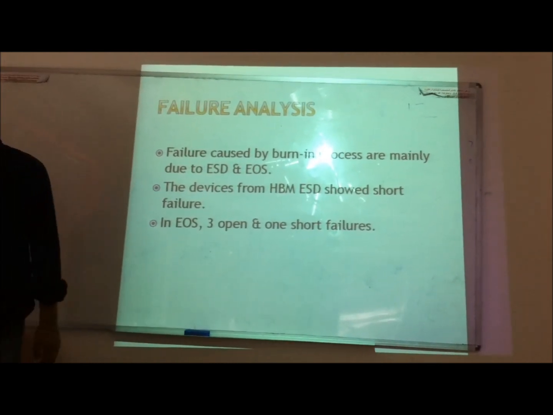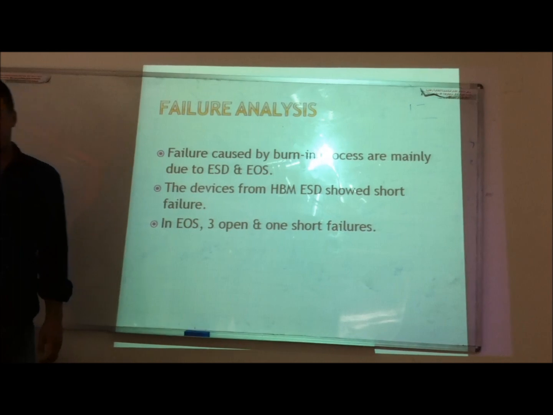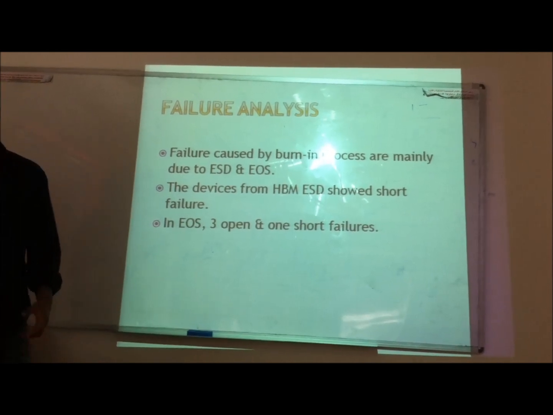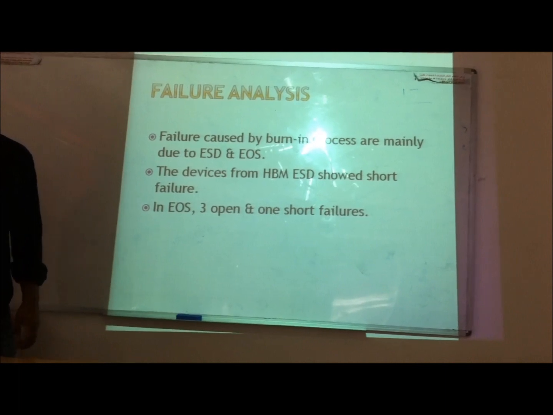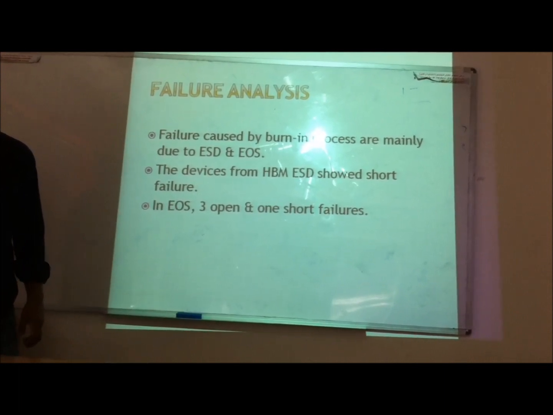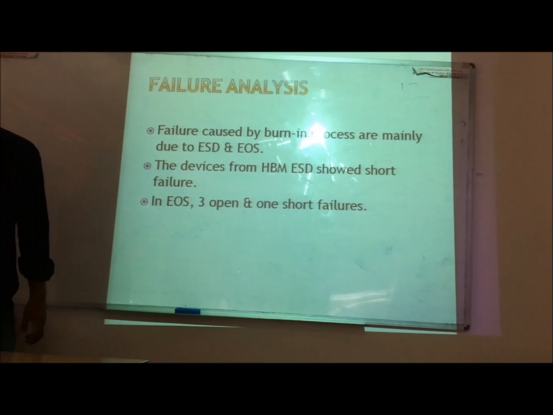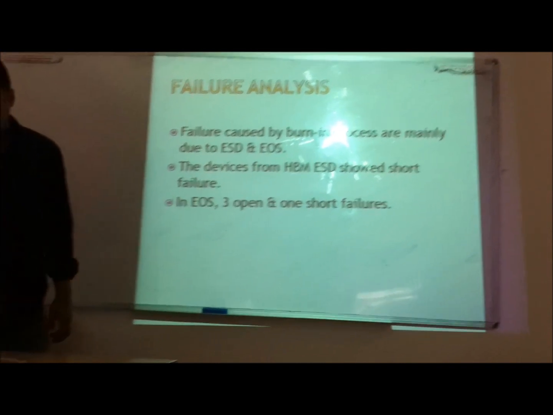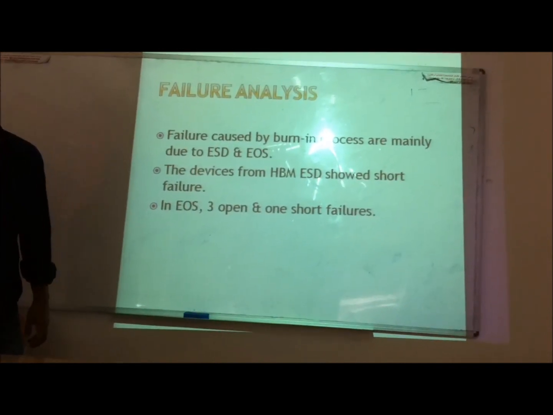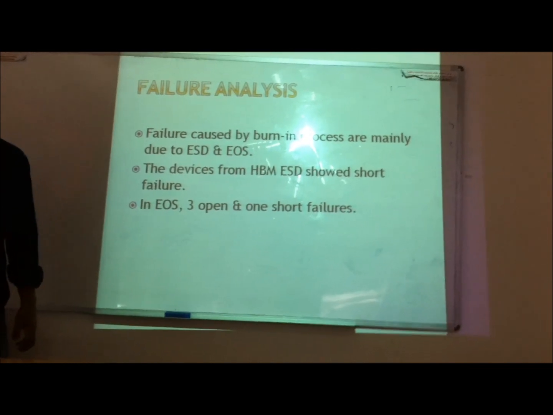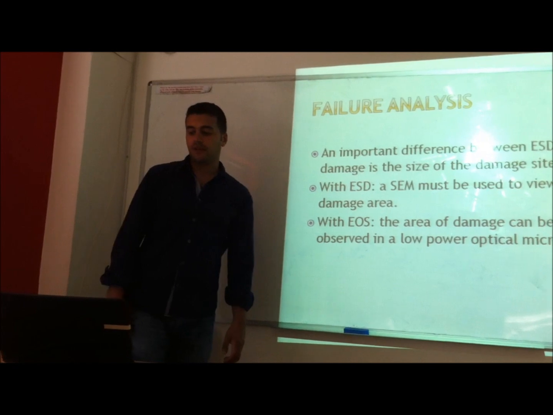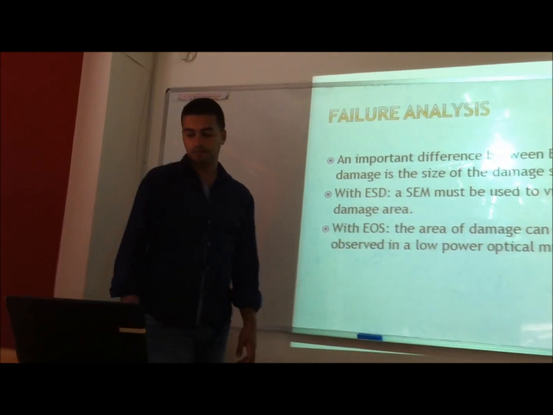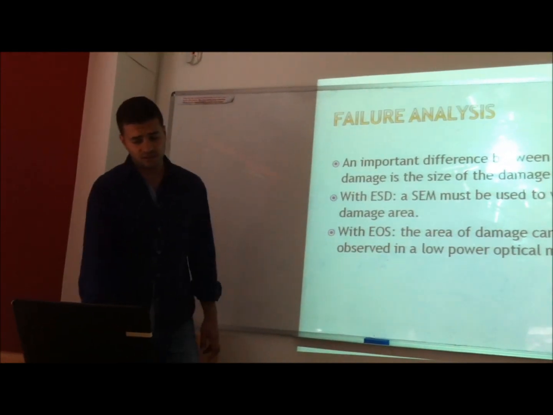The devices from HBM ESD showed short failures. So all of the devices tested in the HBM or human body model ESD showed short failures. But in the EOS damage, 3 failures are open and 1 failure is a short circuit. An important difference between the 2 types of failures is the size of the damage site.